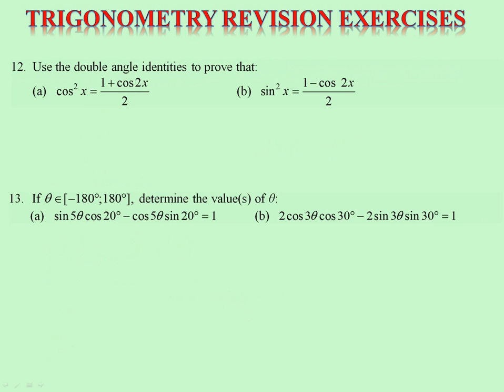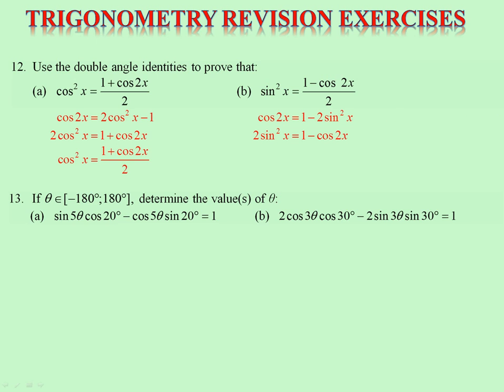Number 12. Use double angle identities to prove this. Well, I'm just going to expand cos 2x. I'm going to start with cos 2x, expand in terms of cos. This one I'm going to start with cos 2x, expand in terms of sine. There we are. Now just solve for cos squared. B, I'm going to expand cos 2x in terms of sine. And I'm going to solve for sine squared. There.